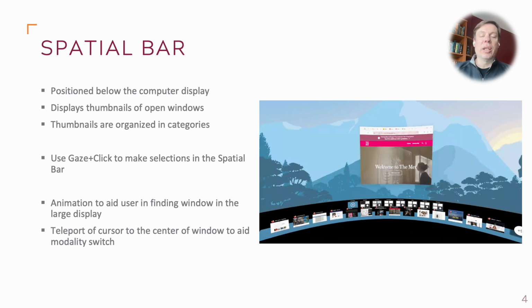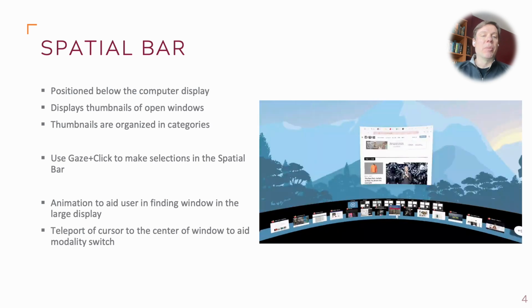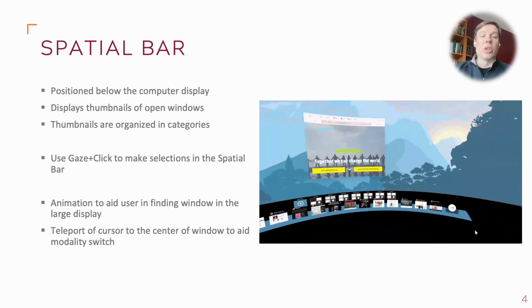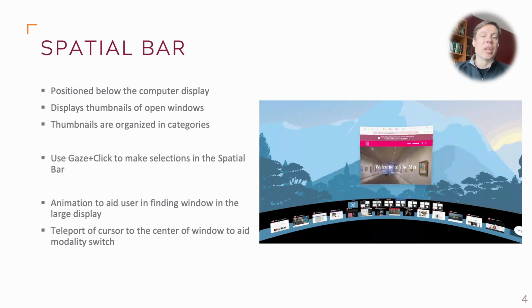We use gaze plus click to make selections in the spatial bar. And after a selection is made, we provide an animation to help the user find the window on the large display. And we also can teleport the cursor to the center of that new window to facilitate the switch between modalities so that it's easier for the user to know where the cursor will be and to begin using it again.